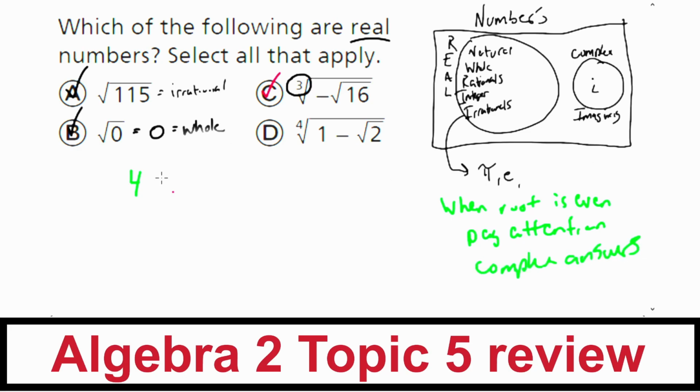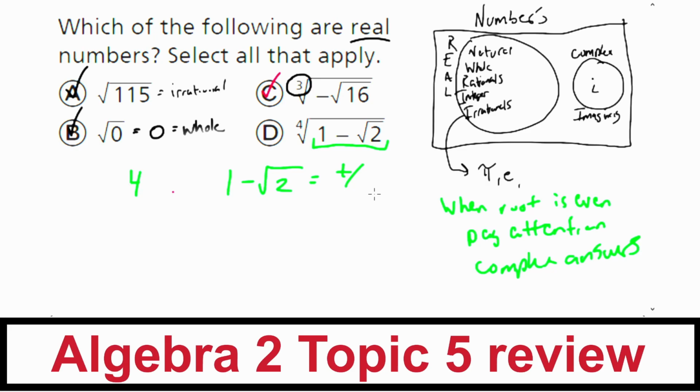So I already know that. Now, the question becomes, is 1 minus the square root of 2 positive or negative? If it's positive, I'm golden, right? A square root of a positive number is always real. If it's negative, I don't have a real number because I have to pull that negative out by making it i, because i squared gives me back that negative, and it's complex.